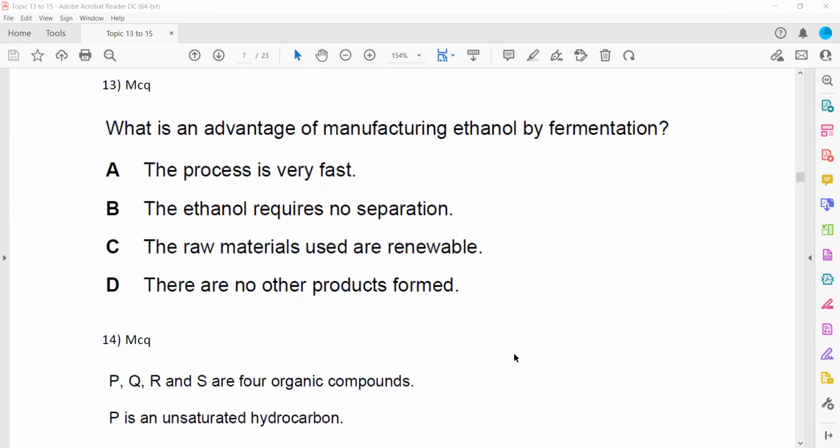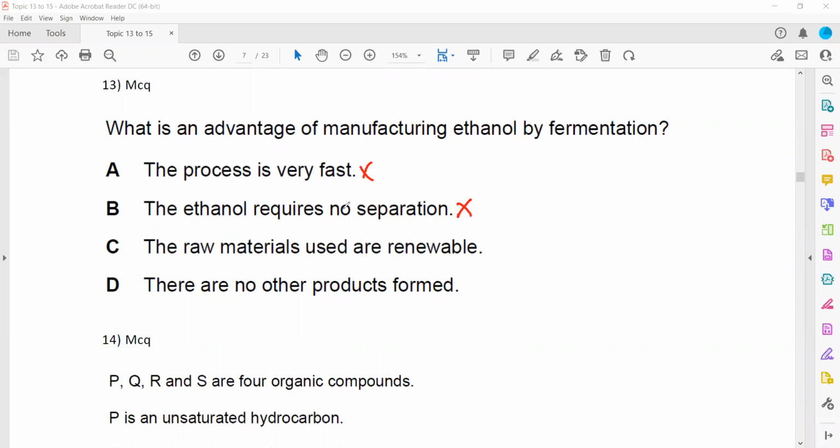What is the advantage of manufacturing alcohol such as ethanol by fermentation? The process is fast. That is wrong. This is not a fast process. It is a slow process. Ethanol requires no separation. That is wrong, because we will have a mixture of ethanol and water, so we have to carry out fractional distillation to separate the ethanol.